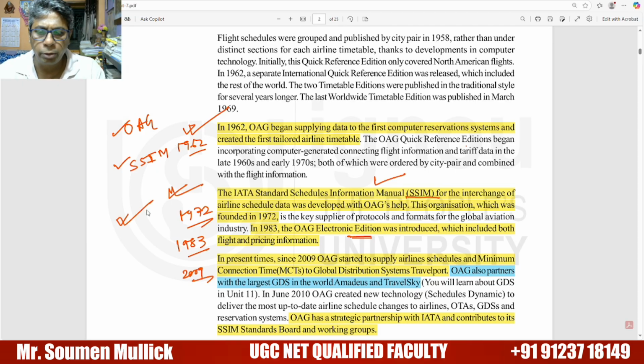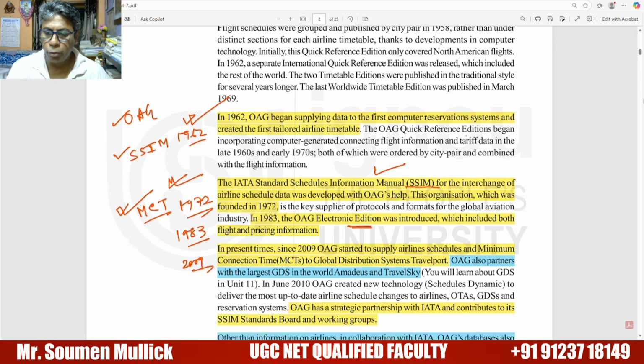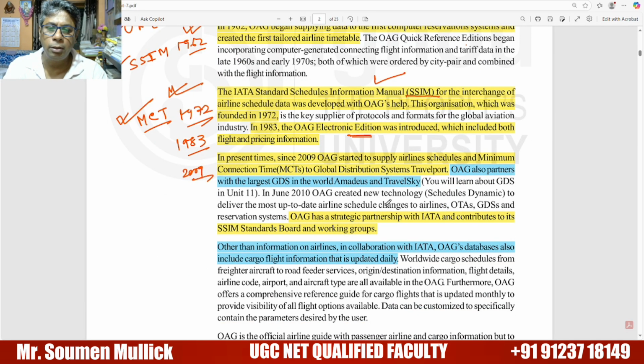Second important point. Third important point you have to remember: MCT. MCT means minimum connection time to global distribution system travel code. And OAG also partnered with the largest GDS in the world, Amadeus and Travel-Sky. OAG has a strategic partnership with IATA and contributes to the SSIM standard board and working group.